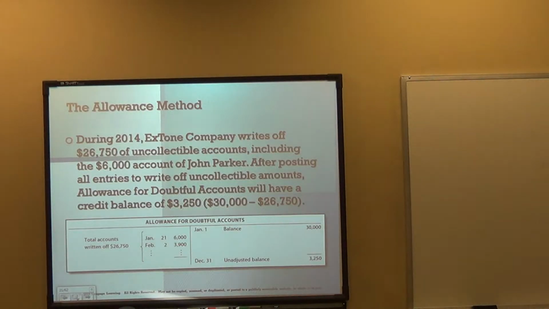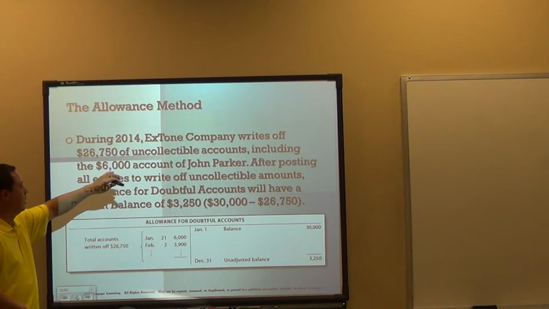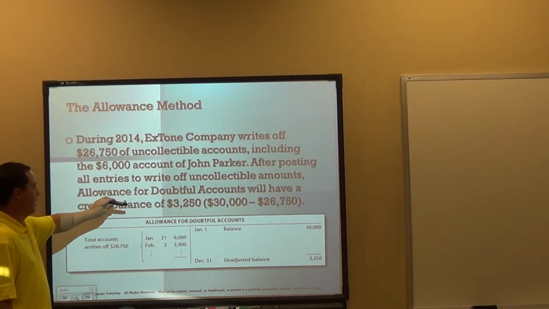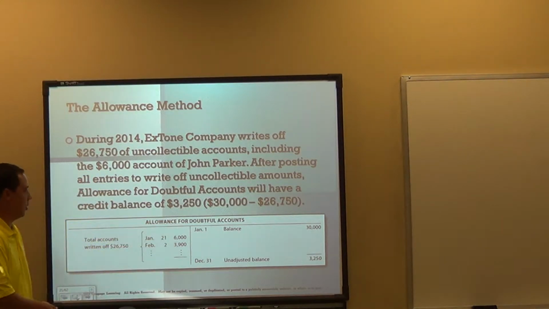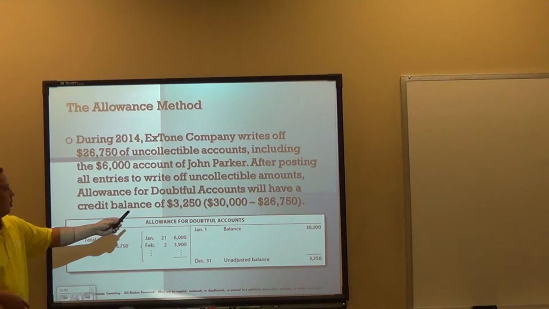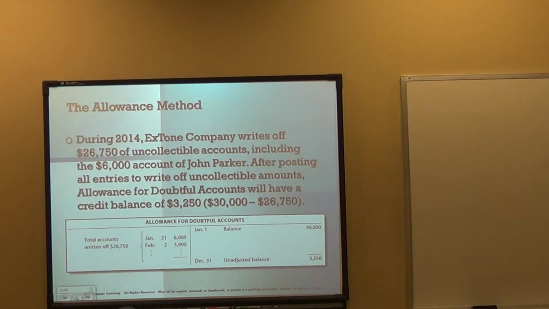All right, so with the allowance method here, they write off $26,750 of uncollectible accounts, including that $6,000 account for John Parker. After posting all entries to write off the uncollectible accounts, the allowance for doubtful accounts will have a credit balance of this. That will be what's left over. So over time, we find out we estimated a little high, which is a good thing, because that means they paid us and we didn't have as much uncollectible as we anticipated. So we have that as a credit balance there. Questions?